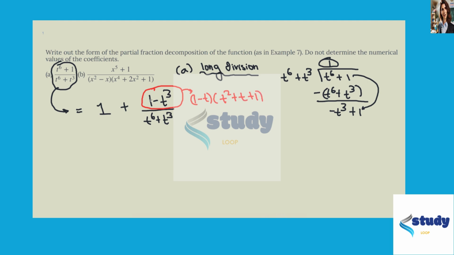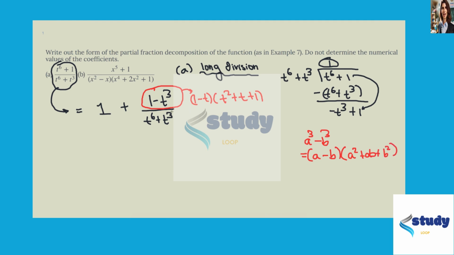So this is just a difference of cubes, a cubed minus b cubed. There's a formula for that. A minus b, that was the 1 minus t. And then a squared plus ab plus b squared.